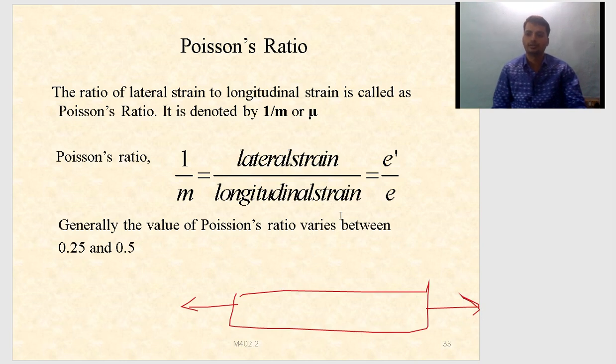Hooke's law: stress is directly proportional to strain. These are very important topics we have to learn. And generally, the value of Poisson's ratio is only between 0.25 to 0.5. That means this is the range of Poisson's ratio. Beyond that, it will not be there.